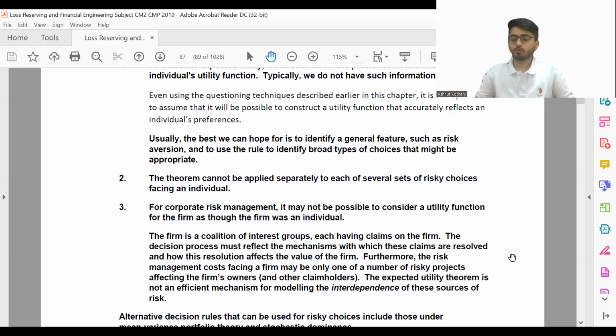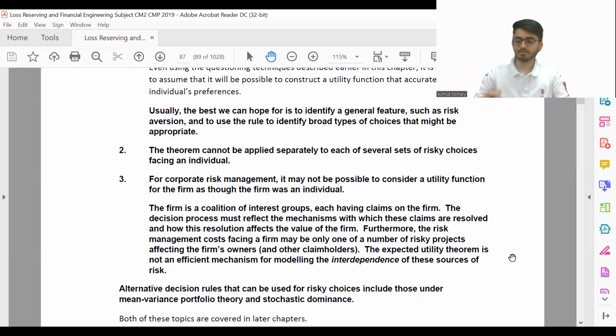Third, for corporate risk management, it may not be possible to consider a utility function for the firm as though the firm was an individual. So here we are restricting right now to what? Individual investors. If we want to apply this to any particular firm that wants to use this for risk management, then the assumption that we can have a utility function just the way we have for an investor will not be correct.